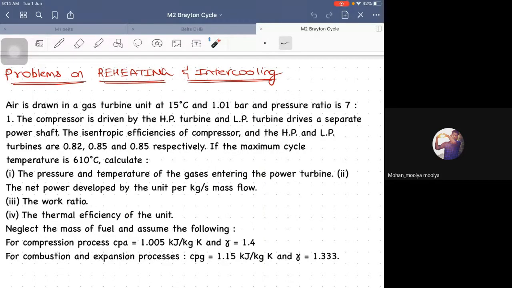Okay. In the previous class, we were discussing the combinations of regeneration, reheating, and intercooling, isn't it? If a reheating is being introduced into a Brayton cycle, how the component flow would be, how the TS diagram would be, we were discussing in the last class, isn't it? And there is a small change in the concepts that I have explained here.